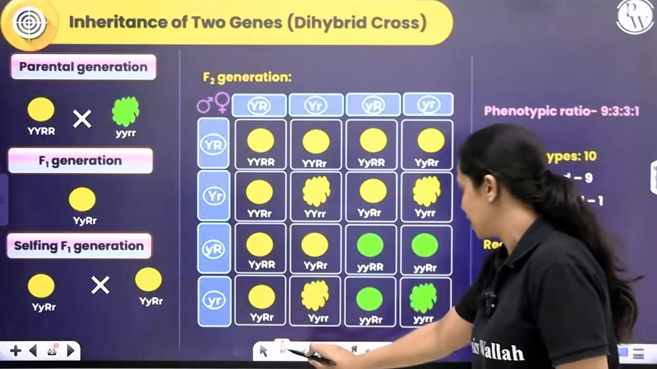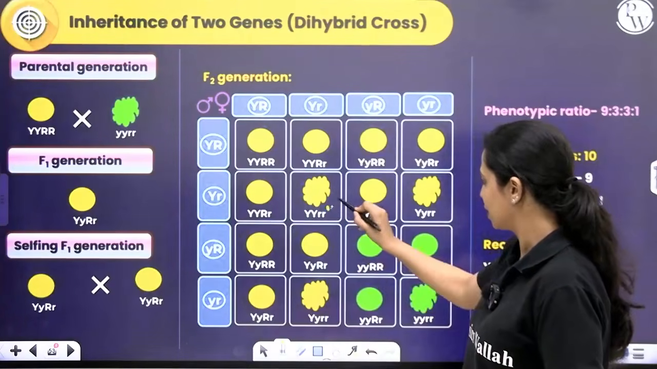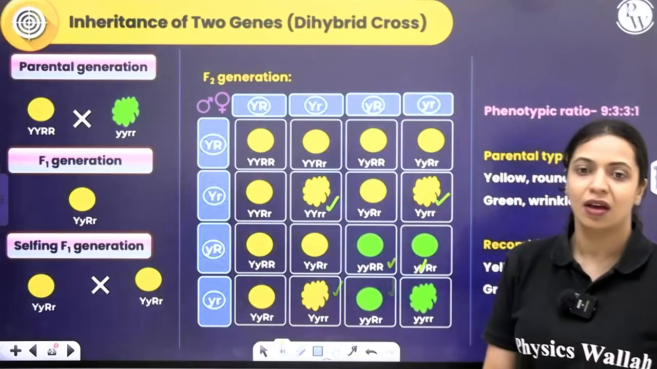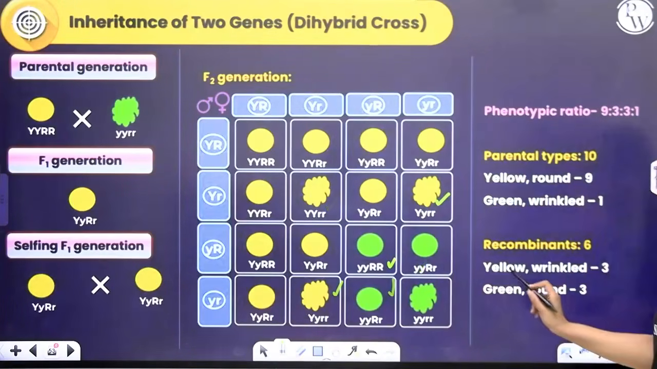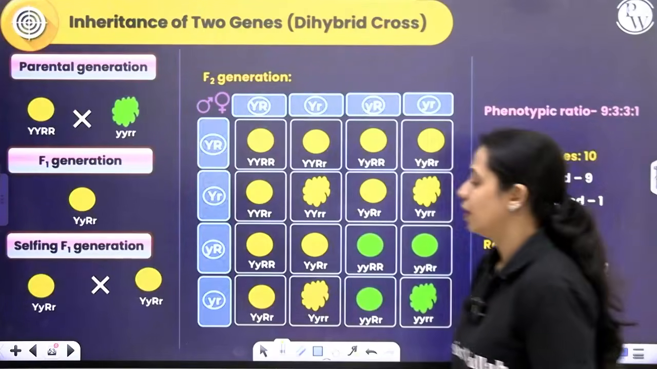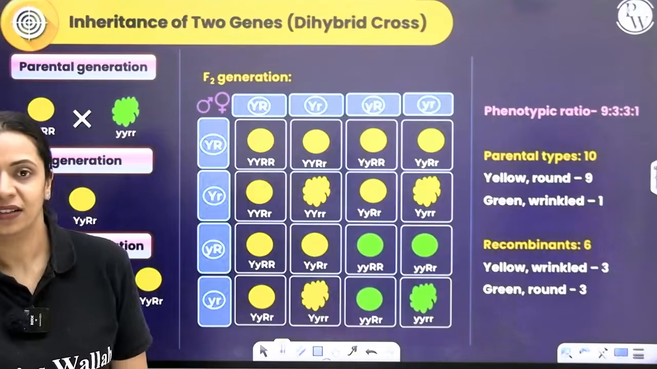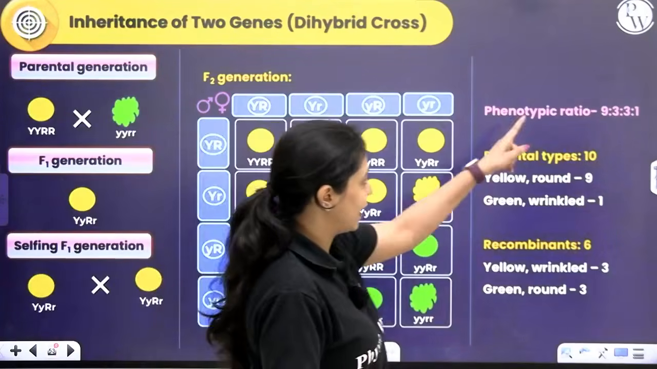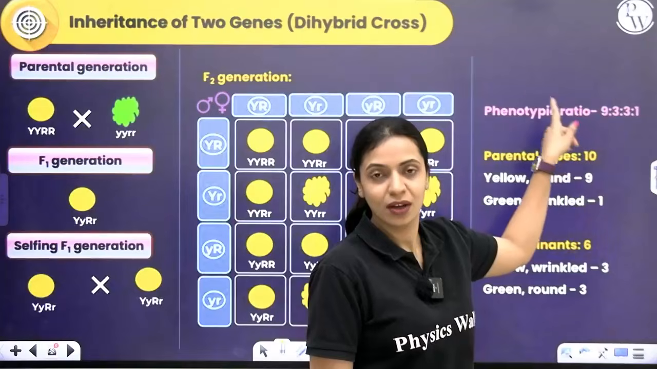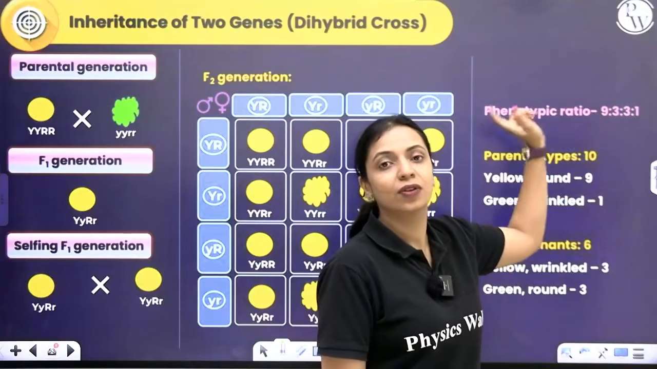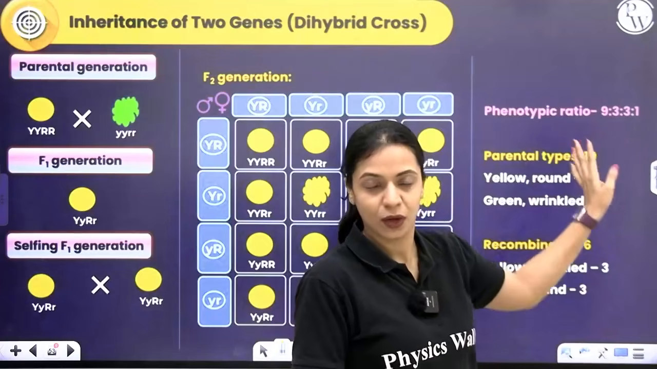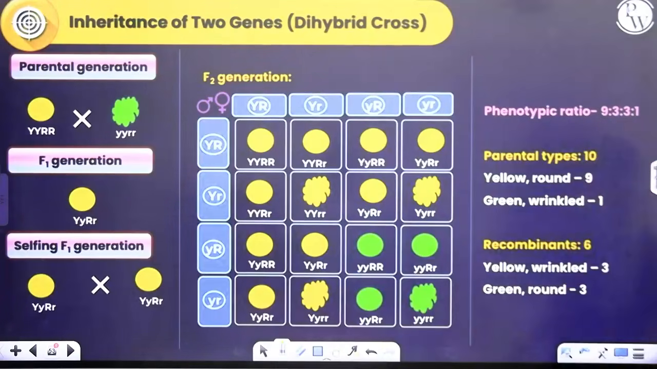Okay, so you can see over here, this one, this one, this one, this one, this one, this one, a total of 6 of them are recombinants. Yellow and wrinkled 3, green and round there are 3. Alright, so we get the phenotypic ratio 9:3:3:1, where you have 9 round and yellow, 3 wrinkled and yellow, 3 green and round, 1 green and wrinkled. Okay, so this is the phenotypic ratio.